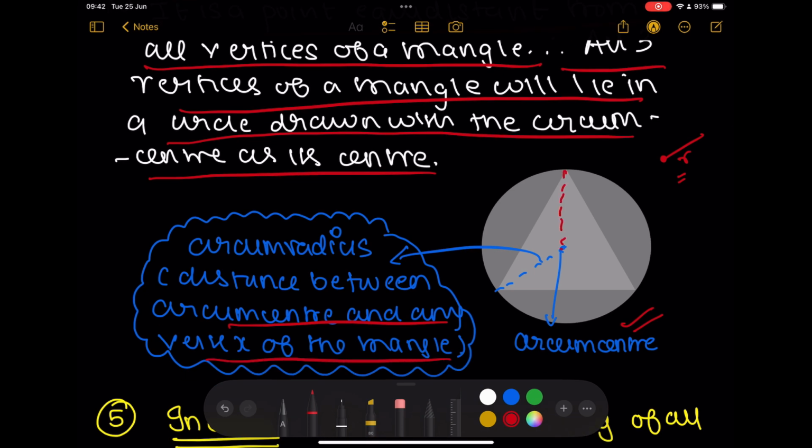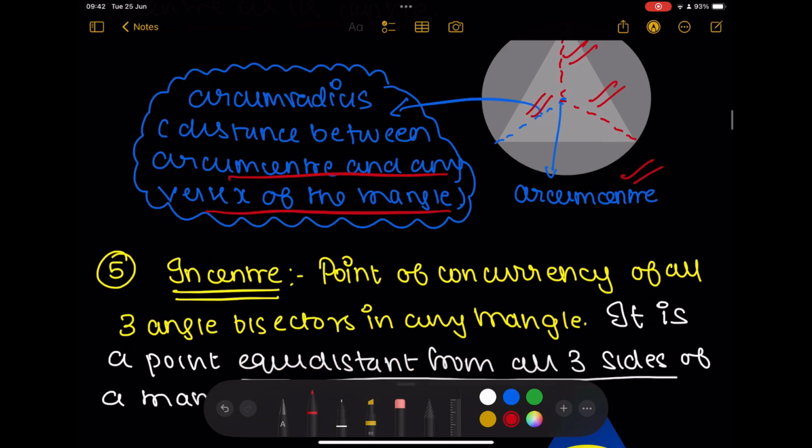because circumcenter is equidistant from all vertices. You take this distance, you take this distance, you take this distance, all are going to be same, and that will be the circumradius, right? You also have to remember this.